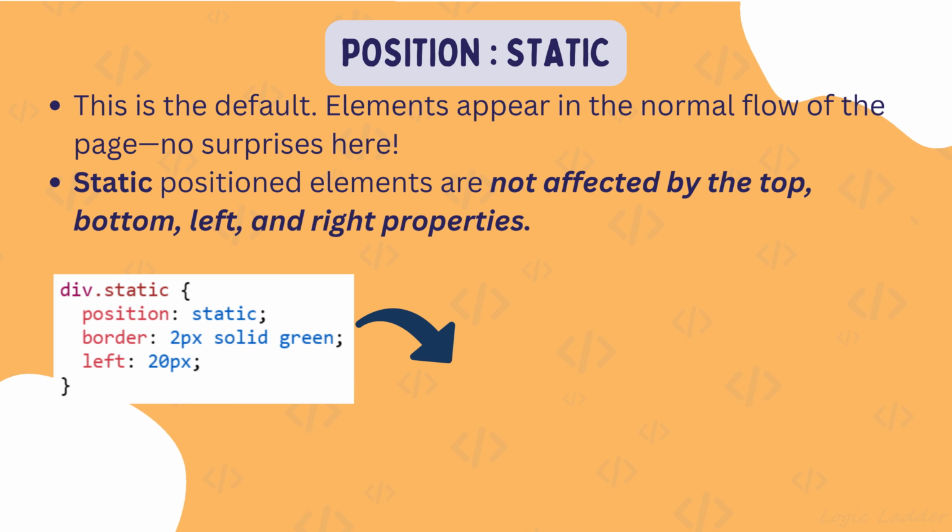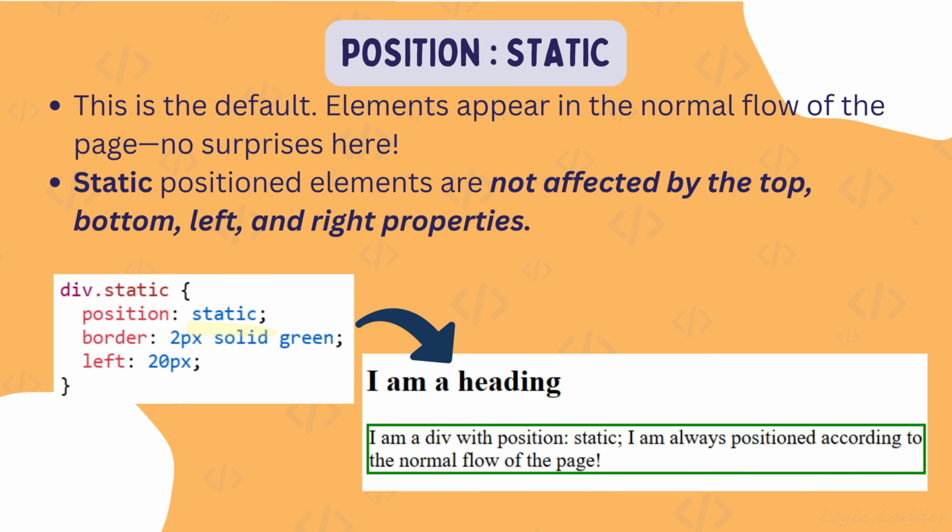Look at this example carefully. Here the div has a static position. It is appearing in the normal flow of the page. The div also has a left property set, but you can clearly see that the left property is not affecting the static positioned div element.